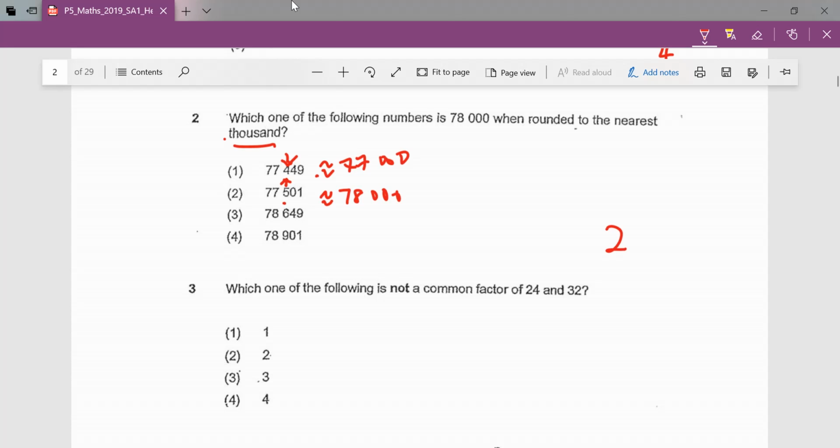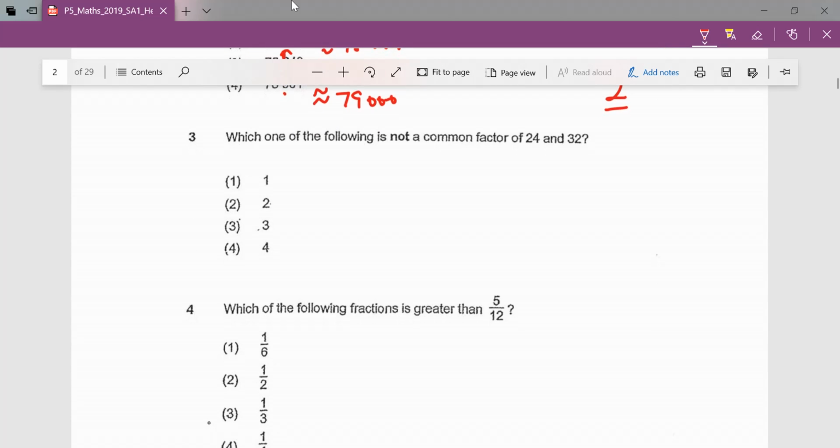I have the answer now. Answer is 2. But let's just continue with the other options to make it clearer to you. 78,649. You look at the 6. I'm going to round it up. So my 78,000 will become 79,000. Next one, I look at my 100th place, which is the 9. I round it up. So my 78,000 becomes 79,000 as well. Number 2 is the answer.